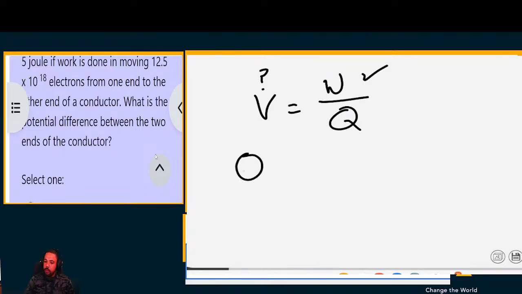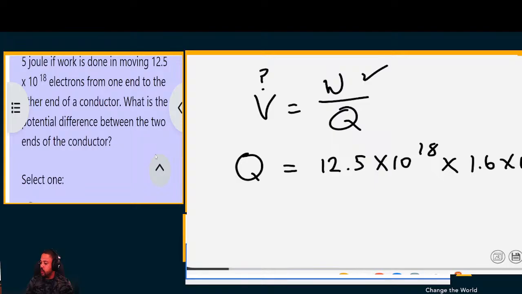Remember this: charge is quantized. There is a smallest unit of charge, and that is the charge of an electron. Since we are moving 12.5 times 10 to the 18 electrons, how much charge are we moving in that time period? That's easy then. We take the 12.5 times 10 to the 18, which is the amount of electrons that we have, and we multiply it by the charge on a single electron, which is 1.6 times 10 to the negative 19.